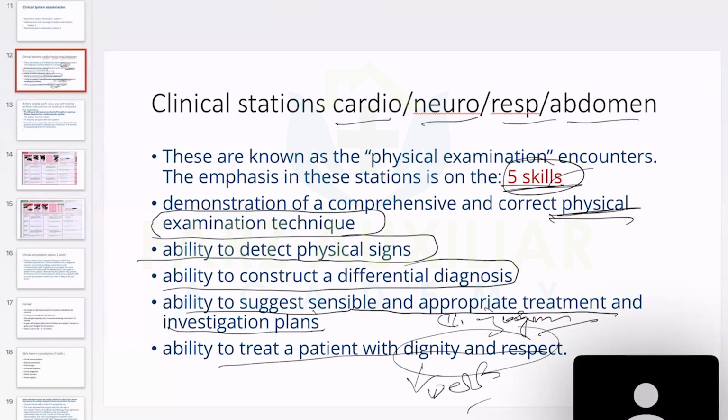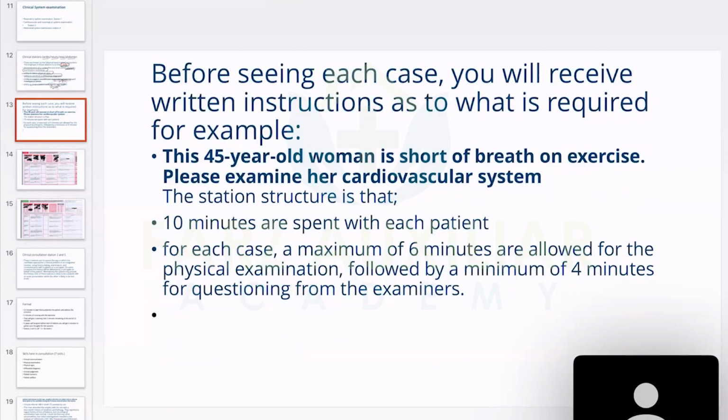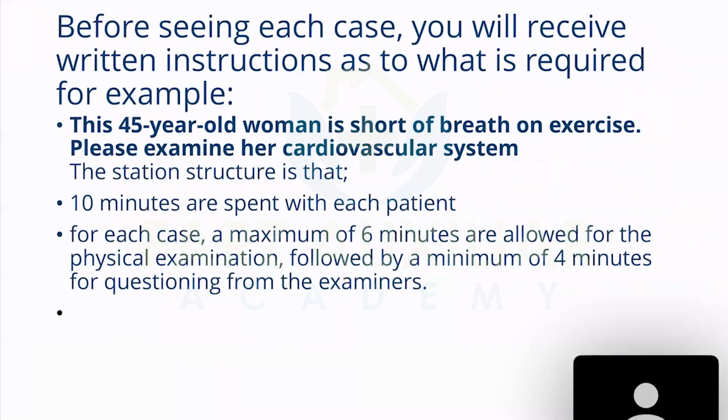Cardio, neuro, respiratory, and abdomen. Let's see one station here. A 45-year-old. This is one case. You will go to the clinical station and you will see one note on the side of the bed: a 45-year-old woman with shortness of breath on exercise. Examine the cardiovascular system.